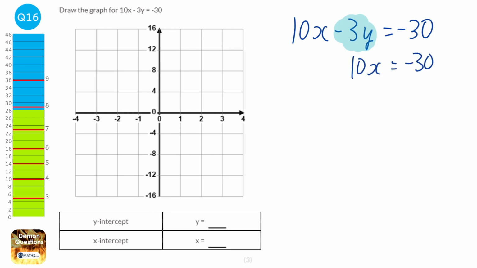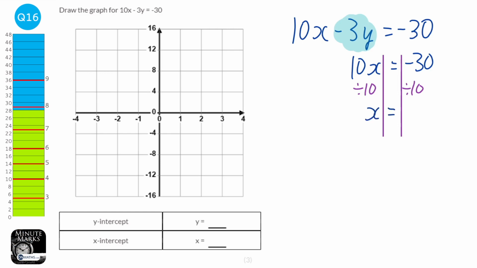So if I get my solving lines in, I just need to divide by 10 both sides. So we've got x equals minus 30 divided by 10 is going to be minus 3. Now x equals minus 3 gives us the x-intercept. What is the x-intercept? Well, it's where the graph will hit the x-axis. So it'll hit it at minus 3. I'm going to do the same thing again.